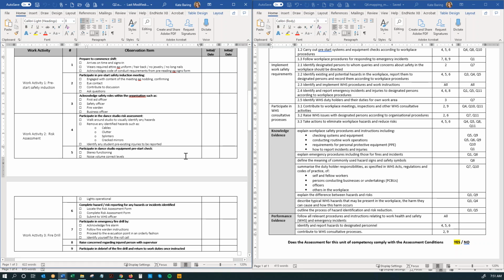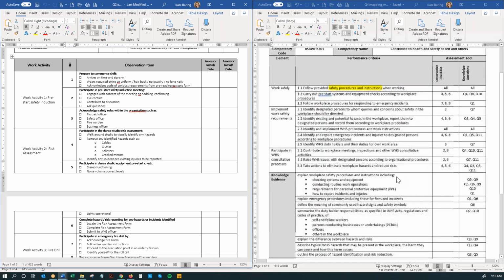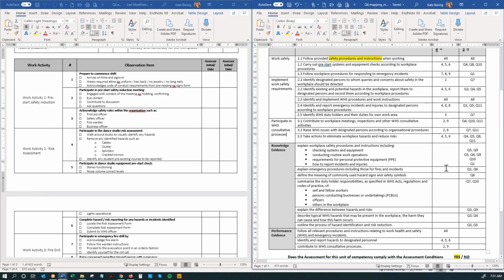And then when it comes to mapping, you can see there's a reference number against each of these behaviours. So these observation items each get given a reference number. So then when you come back over to your mapping document, you can have this column here called observation checklist, and you would put in where these things are being covered. So again, we're looking for the skill part of our unit of competency. So we're talking about the doing parts.